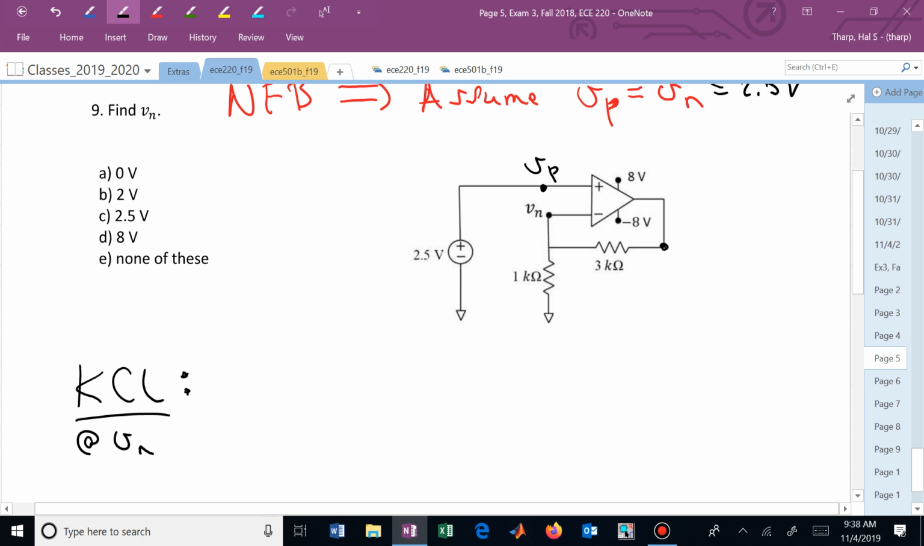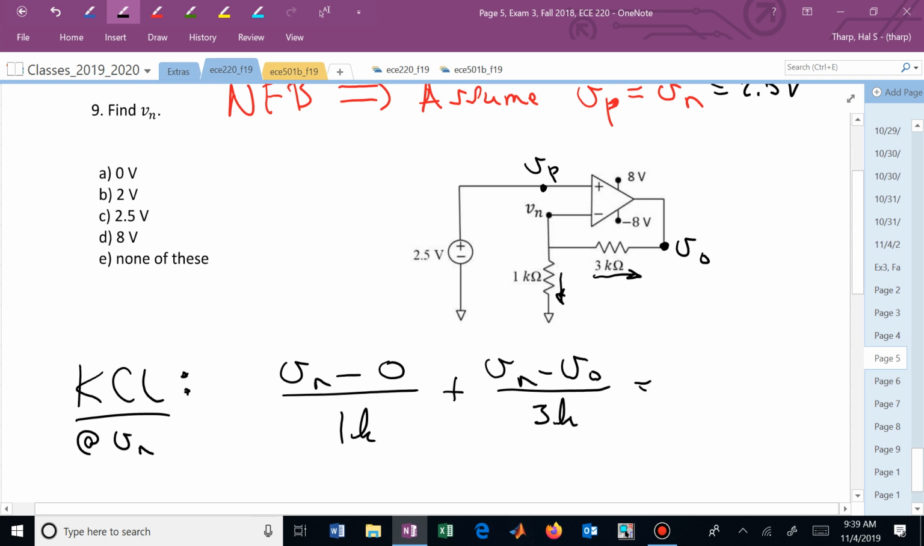And here is v sub 0. You can do this all sorts of ways. You could find the current through here, and then that's the same, but let me just do it this way. I don't even think I did it this way before. So now we have v sub n minus 0 over 1k. That's this one. Plus that one, which is v sub n minus v sub 0 over 3k, is equal to 0. Those are the only two non-zero currents, because this current doesn't exist. There's no current ideally going into the inverting or non-inverting pins of our op amp.